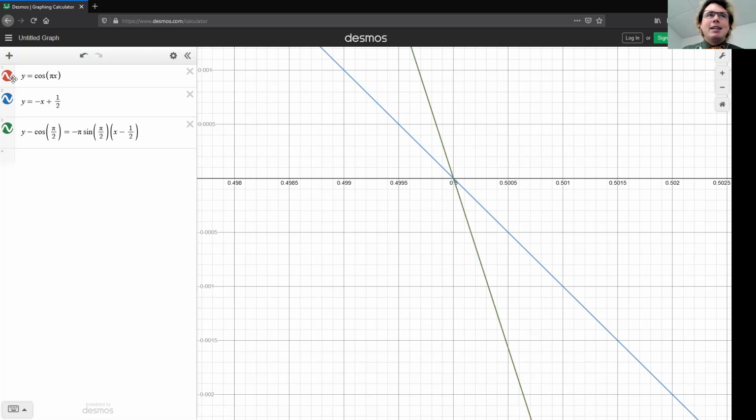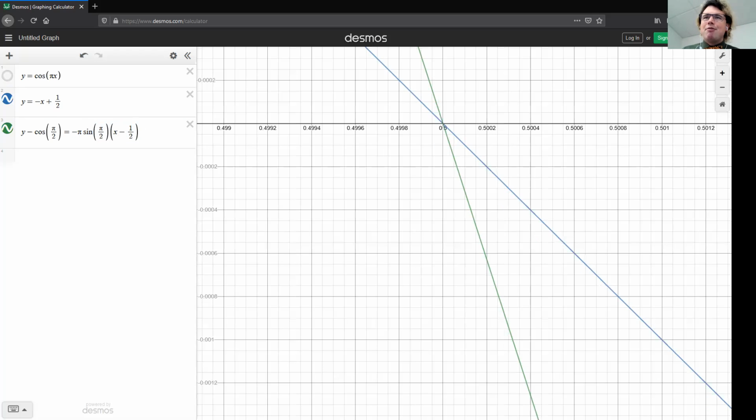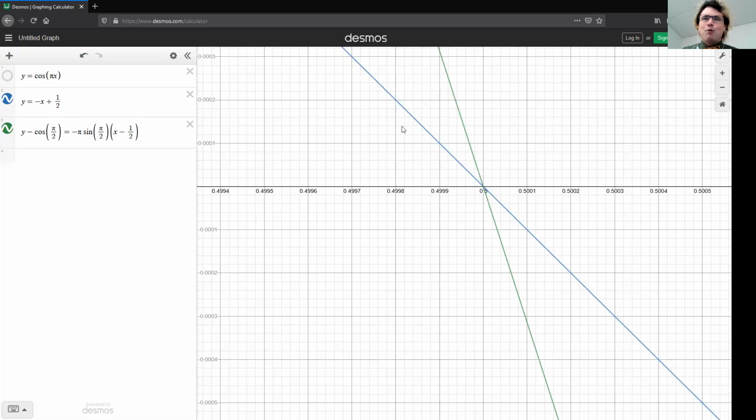So this green line is my linear approximation, and I should be able to replace the cosine by this equation, because if I zoom in close enough, I can't actually tell those two functions apart. Well, let's see what that does for the limit.